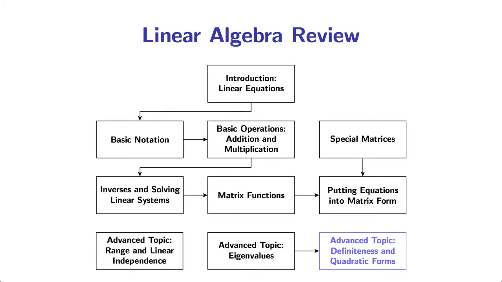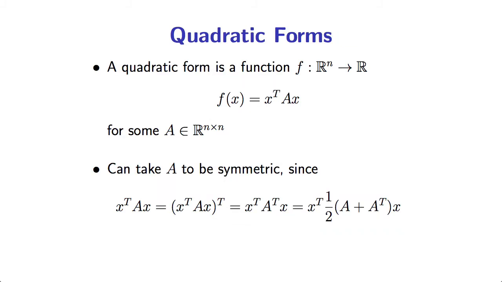Finally, let's talk about one specific class of matrix functions called quadratic forms and how this relates to matrix properties like the definiteness of a matrix. A quadratic form is a function which takes as inputs vectors in Rn and outputs a scalar value.